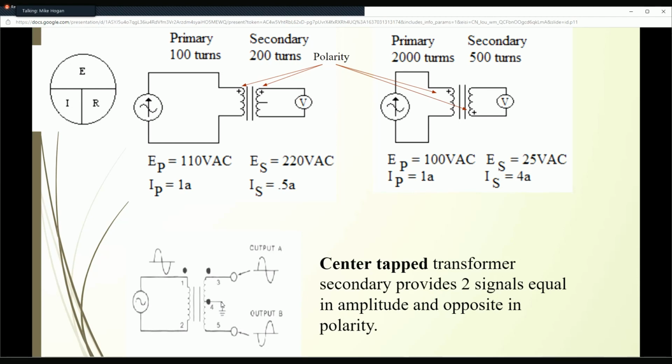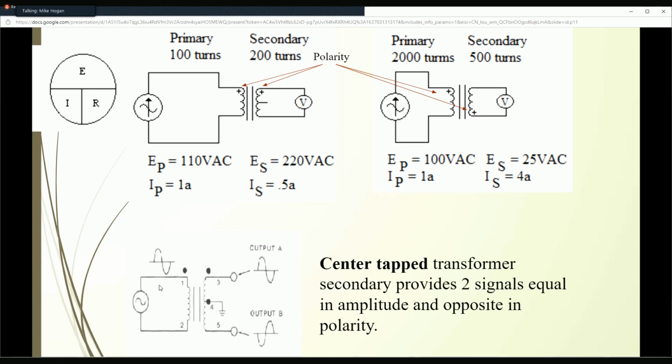And you can see, say that this was negative, or actually let's say in the same direction as the drawing, this is negative, this is positive. Well, you see my output, this one's going negative, this one's going positive. And so this is a center tap transformer. We get two signals, equal amplitude and opposite polarity.